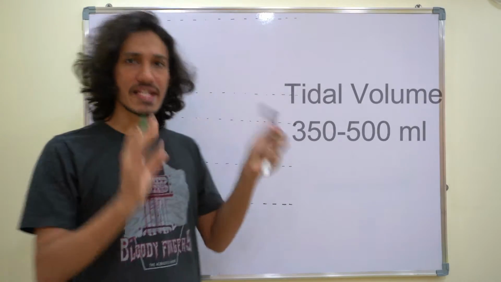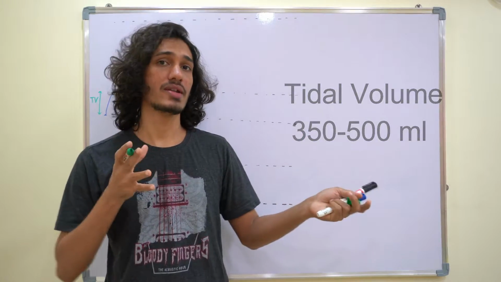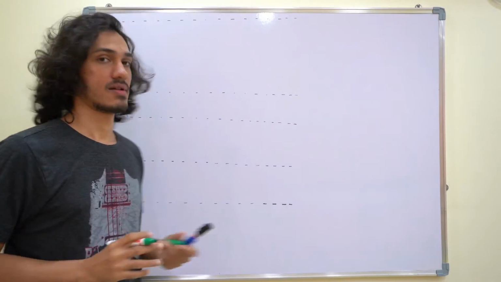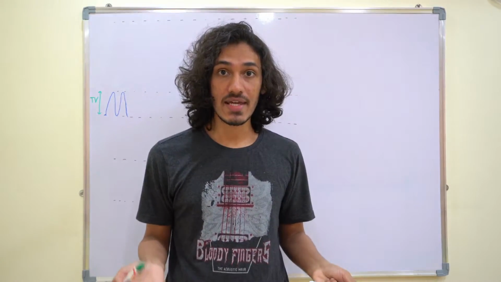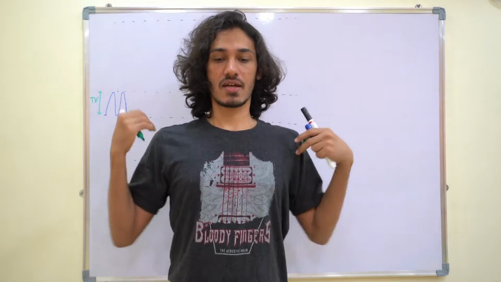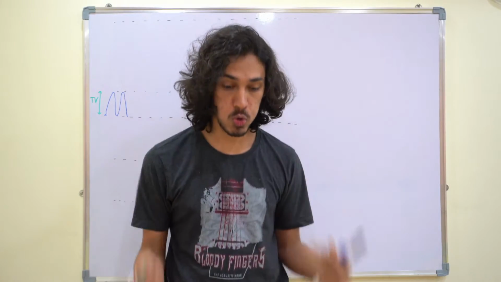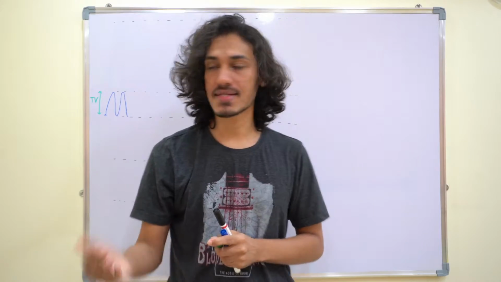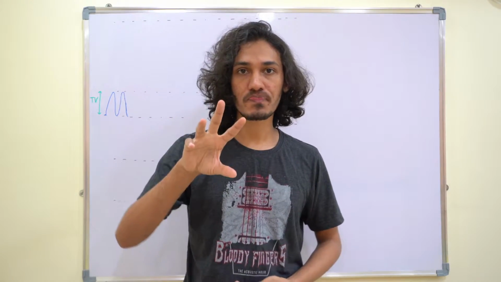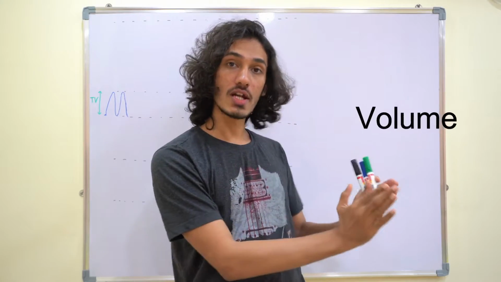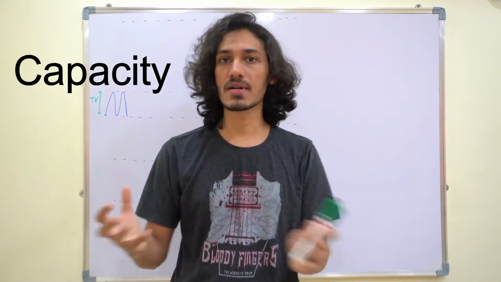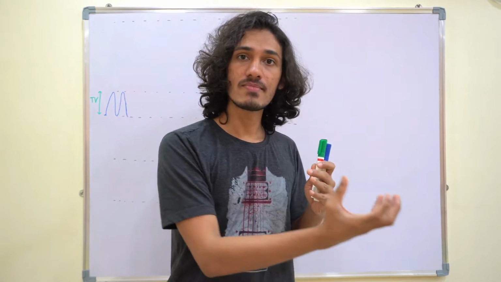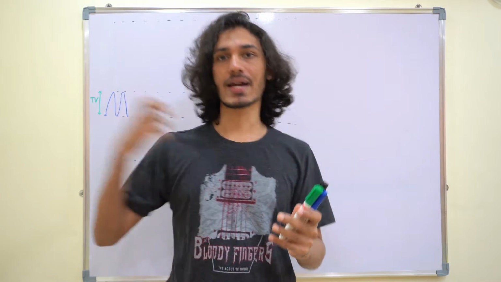Usually it comes to 350 to 500 ml, so 0.35 to 0.5 liter. So that is your tidal volume. But we know that apart from this, we can inspire this much. Apart from normal tidal ventilation, you can expire this much. In excess of the tidal volume, there are two words that you need to know: a volume and a capacity. You'll come across two different terms when we talk about the static lung volumes. There is a volume, especially a reserve volume, and a capacity.